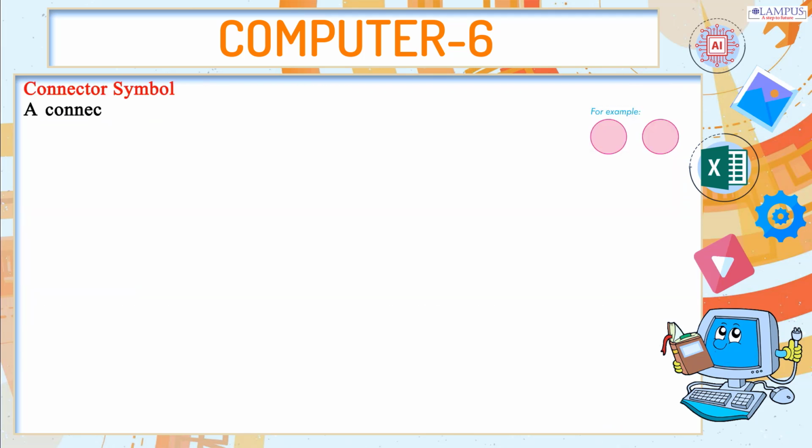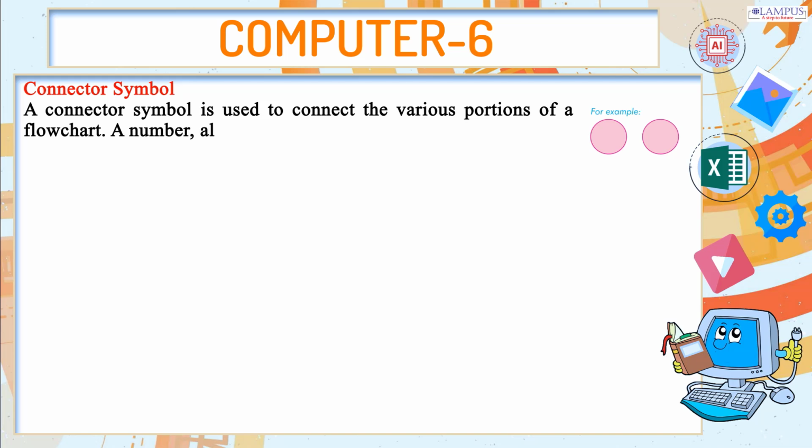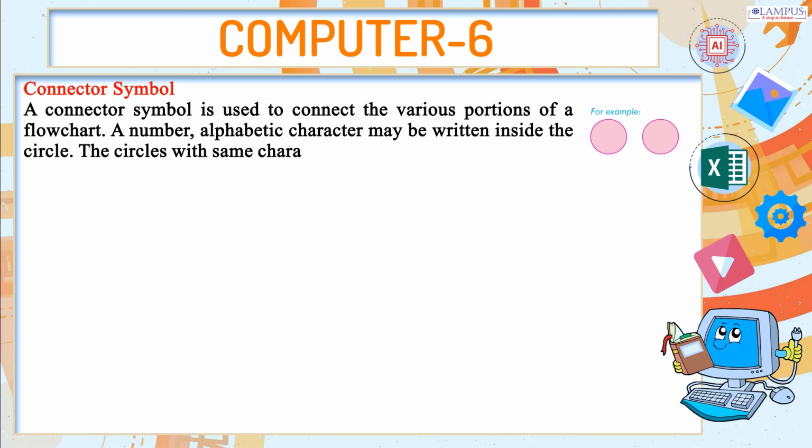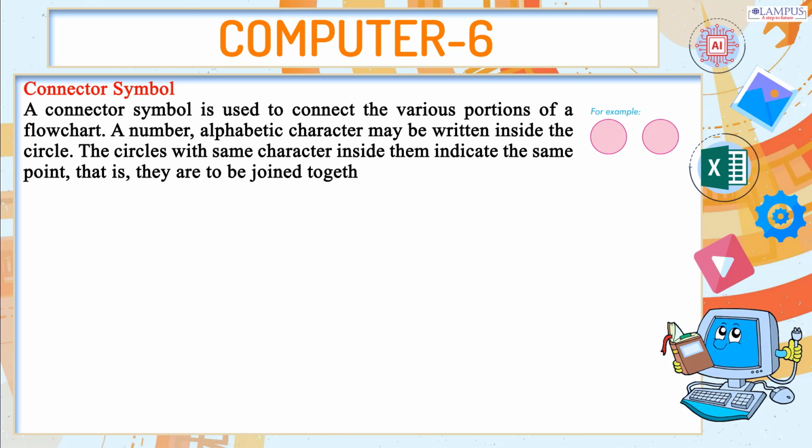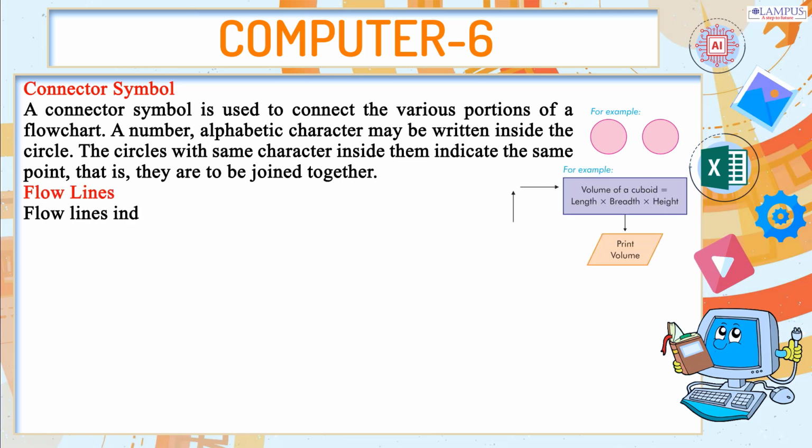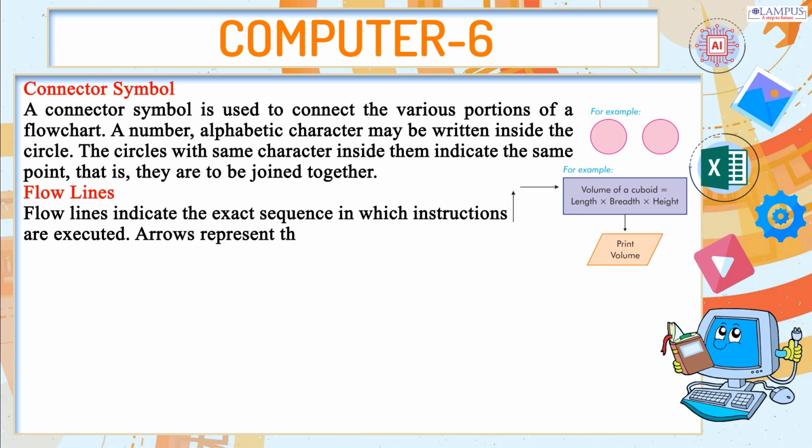Connector symbol. A connector symbol is used to connect the various portions of a flowchart. A number or alphabetic character may be written inside the circle. The circles with the same character inside them indicate the same point, that is, they are to be joined together. Flow lines. Flow lines indicate the exact sequence in which instructions are executed. Arrows represent the direction of flow of control and relationship among different symbols of a flowchart.